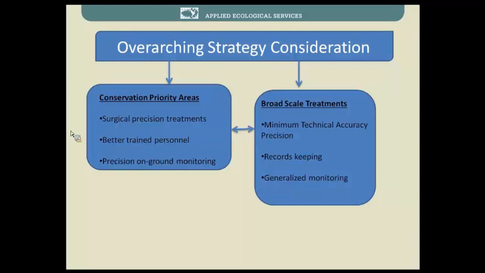So how do you reconcile, especially when funding requires shovel ready and almost immediate treatment and has a very short funding window? What that would drive you to is the broad scale treatments, get out there and get it done. How do you reconcile that with the need for this kind of surgical precision where there's high sensitivity areas? That's a dilemma that needs to be worked through on every project, every site, with the stakeholder groups.